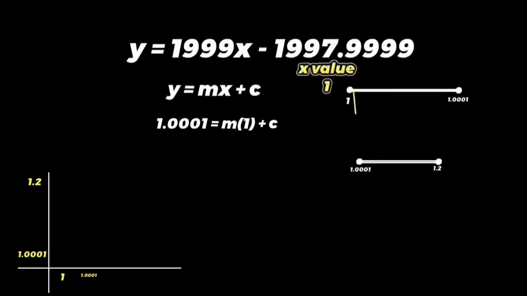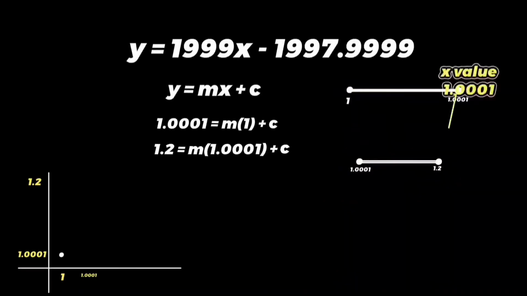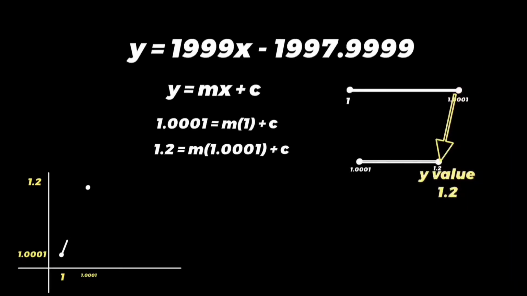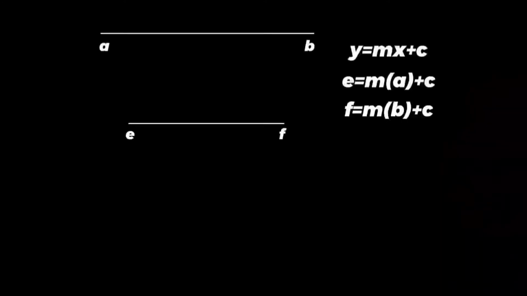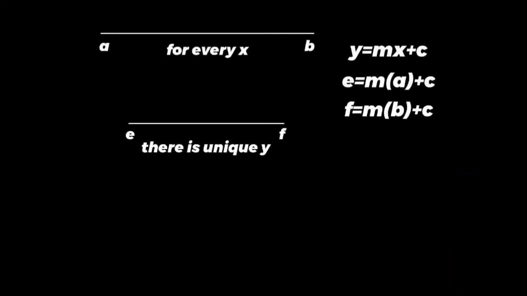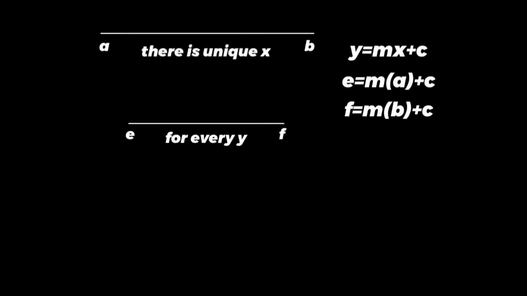I want x value 1 for y value 1.0001, and x value 1.0001 for y value 1.2. This is nothing but a bijection function from this set to that set. Similarly, we can find a bijection for any two finite lines, like sending A to E and B to F, and solving these two linear equations. This function is a bijective one. We can give a counterpart for each number in this line. Also, for each number on that line there is a unique number we can find in this line. This will allow us to replace all numbers with their counterparts.